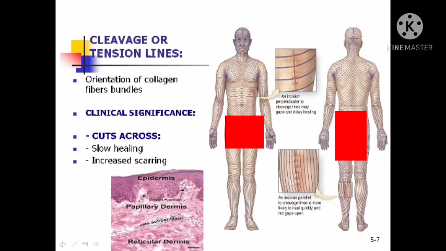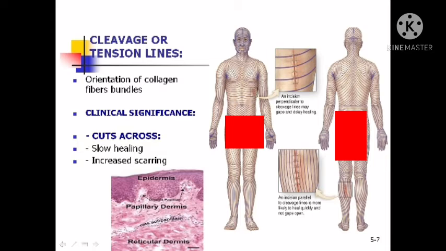So the cleavage or tension lines. These lines are due to the second layer of the dermis, that is called the reticular layer, and these are due to the orientation of collagen fiber bundles under the epidermis of the skin. The arrangement of these collagen fibers is shown on the surface in the two pictures you can see in the slide.